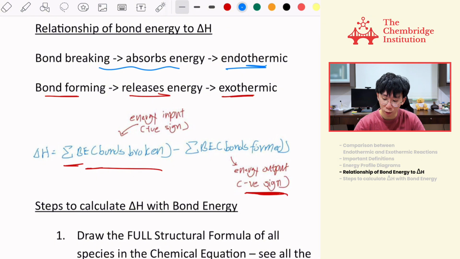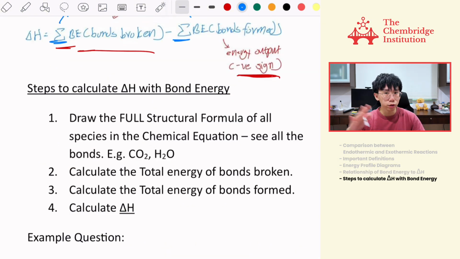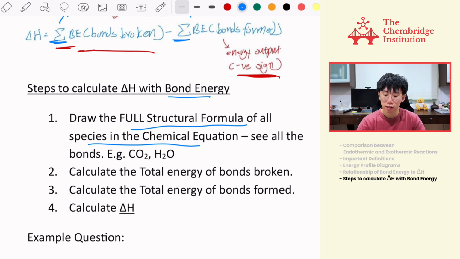For those of you who are wondering what this sign is, this sign just basically means the sum. So once we know this, we can take these necessary steps to calculate the enthalpy change with our bond energy. So first, you always want to draw out the full structural formula of all species in a chemical equation, right? This is so that you can clearly see all the bonds.